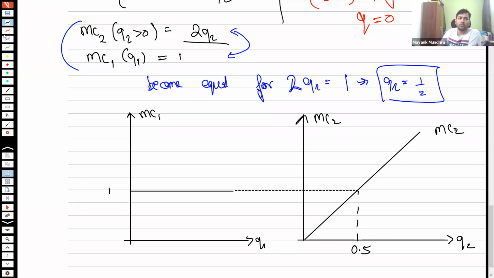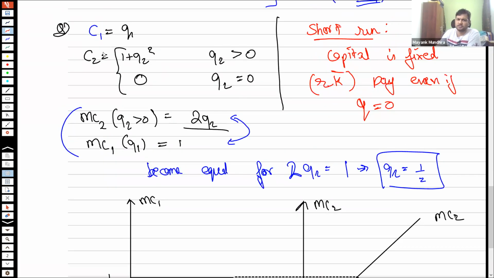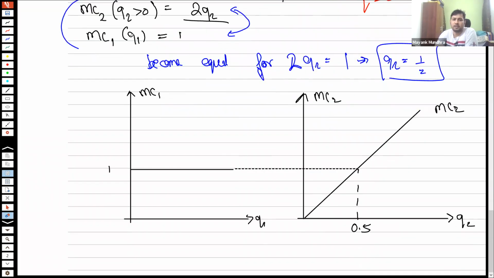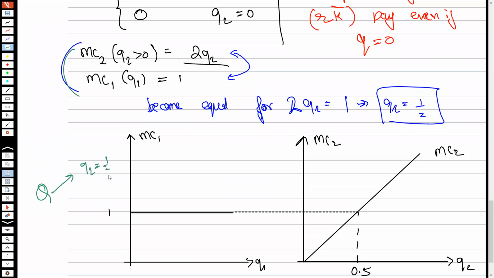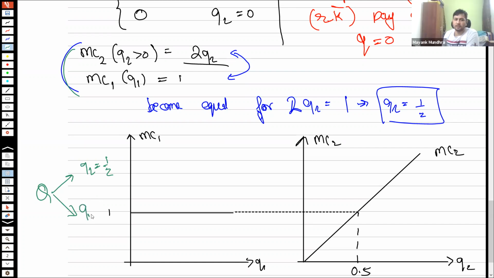So what do you think? Forget this fixed cost for now. I'll introduce this later on. Just tell me, how will the firm distribute its total quantity Q in this situation, where these are the marginal cost functions? So Q2 will be 1 by 2, it will be constant, and then Q1 will be Q minus Q2. So Q1 will be equal to capital Q minus 0.5.